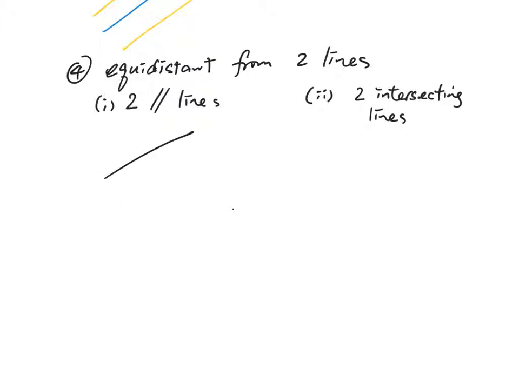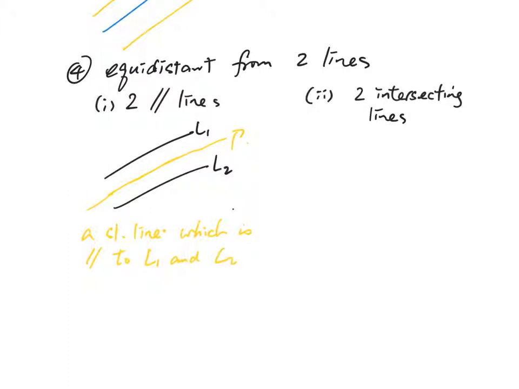Okay, in case 1, you have first of all two parallel lines, for example, I call L1 and L2. You imagine that you are walking between them, so that you stay equidistant from the lines. So that's why the locus will be the yellow line, which is equidistant from L1 and L2. I call it gamma. And then you see that it is a straight line, which is parallel to both L1 and L2. So this is the first case.